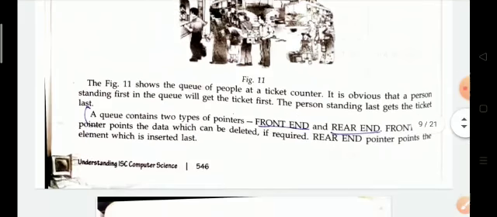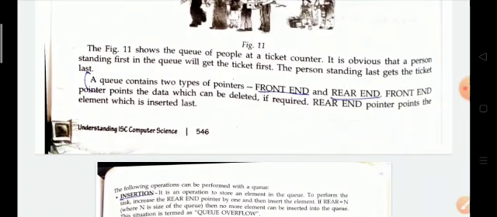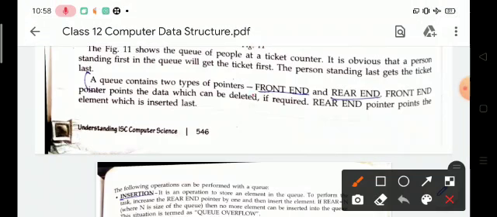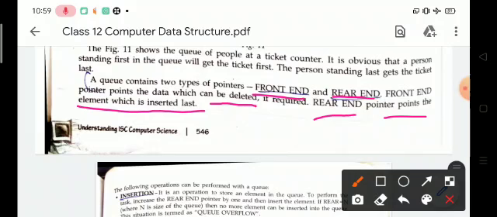Okay, and a queue contains two types of pointer. First one is front end and second one is rear end. Front end pointer points to the data which can be deleted if required. Rear end pointer points to the element which is inserted last. So overall we can say that the front end is where we delete the data and the rear end is the point where we insert the data into a queue.